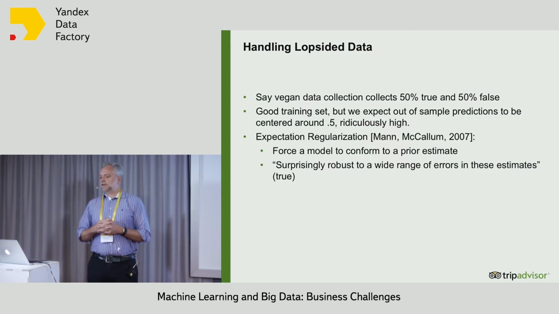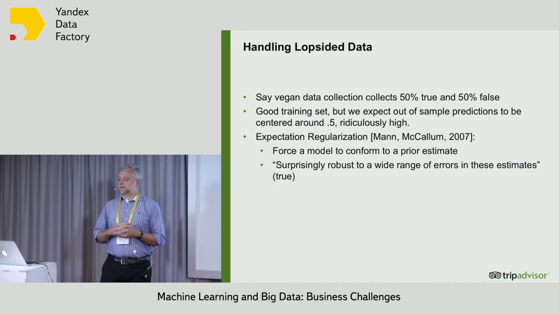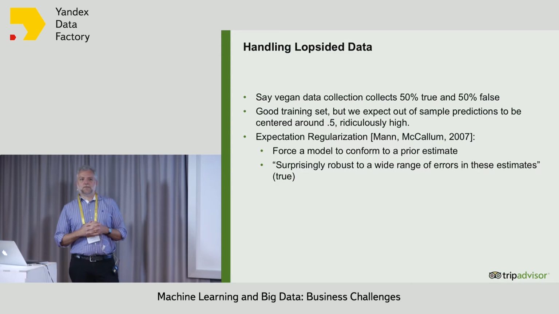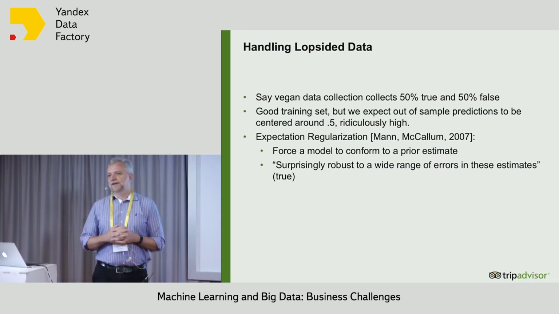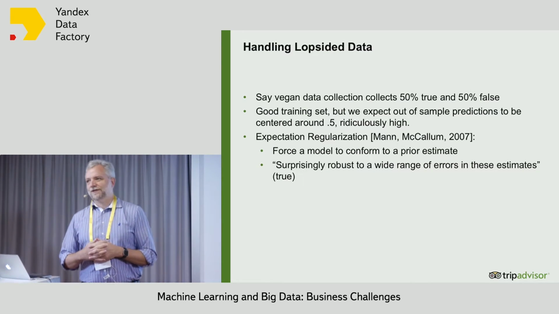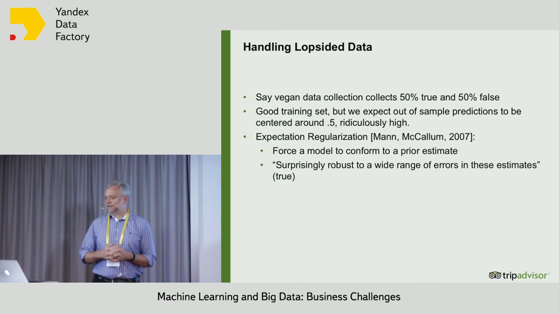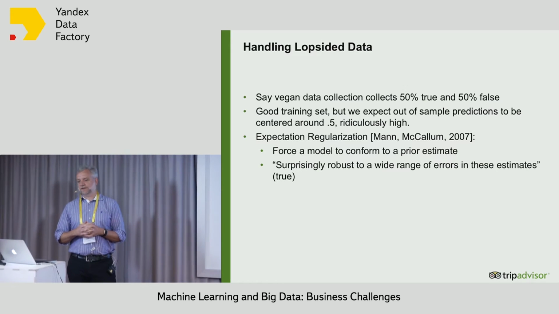Okay, so the 50-50 case. Let's say that the vegan data that we get is 50 yeses and 50 nos. It's a good training set, but when you train the algorithm, what is the algorithm going to predict for out-of-sample data? With a logistic regression, the intercept is going to be 0, and it's going to predict 50%, which is a ridiculously high estimate of the probability of a vegan restaurant.